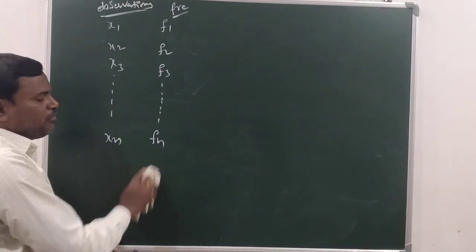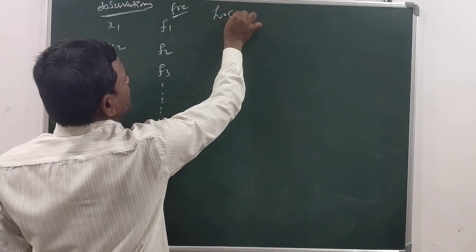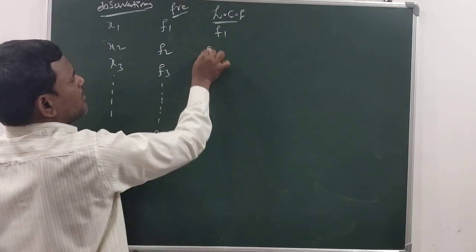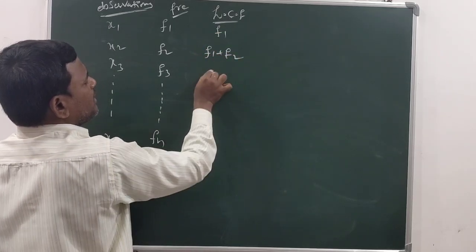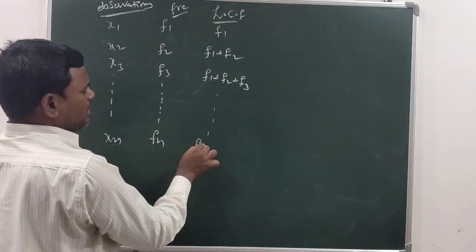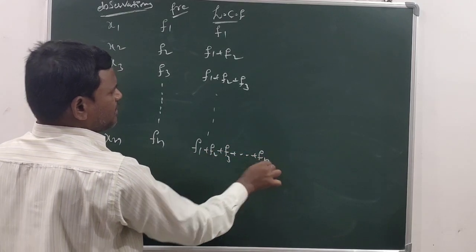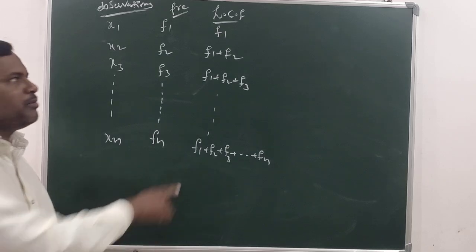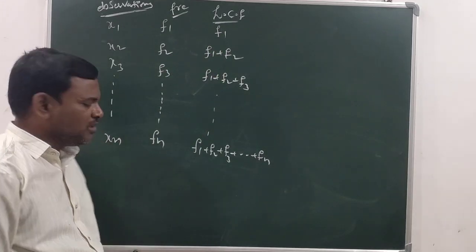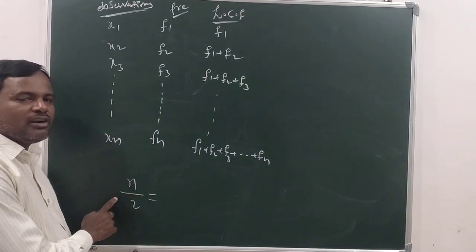See, the cumulative frequency, you know, actually that is called the less than cumulative frequency. Here you have to write F1. Now F1 plus F2. Here F1 plus F2 plus F3 and so on, up to F1 plus F2 plus F3 and so on Fn. This is called cumulative frequency. How to prepare this, you learned in the 10th standard statistics. So prepare n by 2. This will be called the median class.